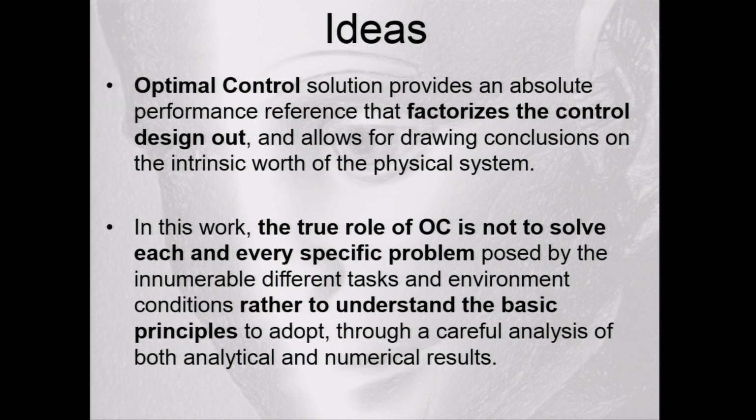Why optimal control? First, because optimal control allows to factorize the control design out of the equation. So that means that you can compare several systems and their performances without taking into account the control. That means that at the end of the comparison, you will not have to face the question, okay, I have this system, it works like that, but if I change the control? Since here the control is already optimized for the system, then you can have a fair comparison between several systems.